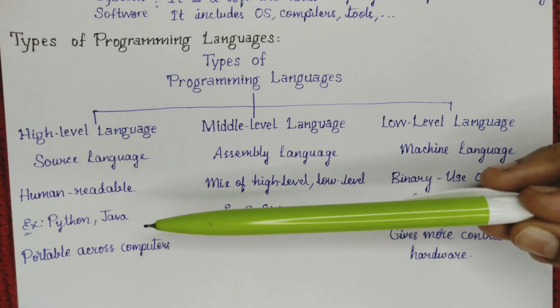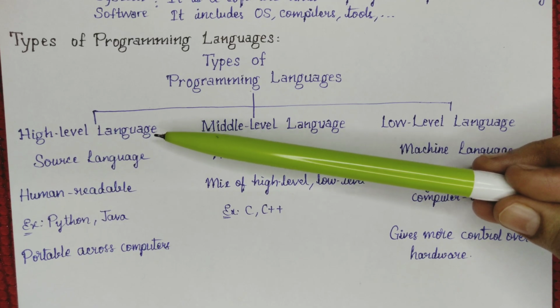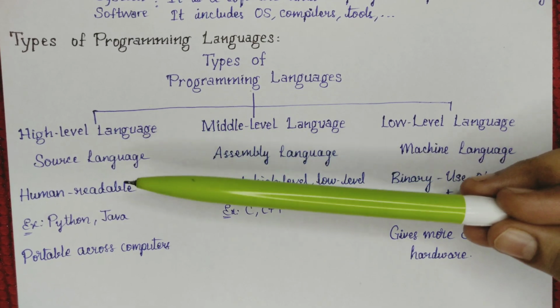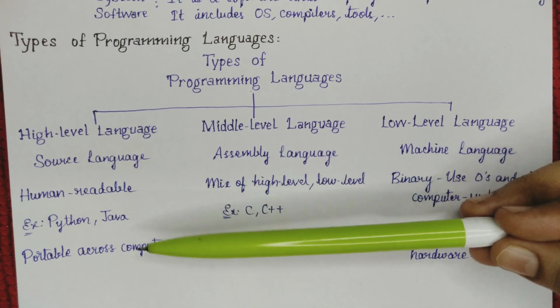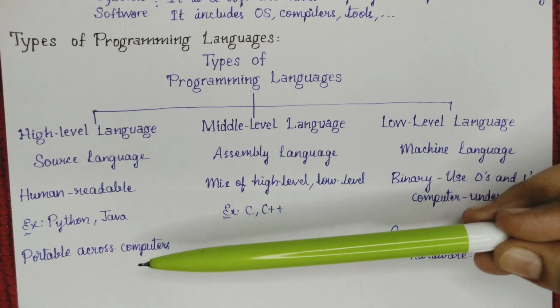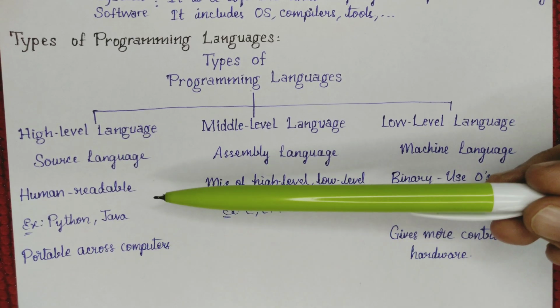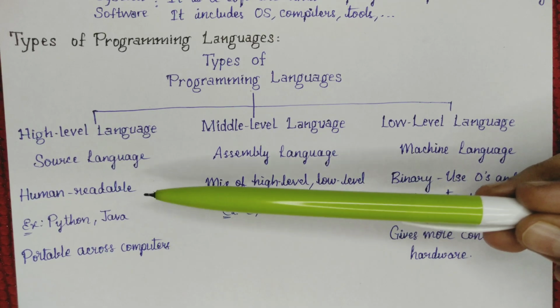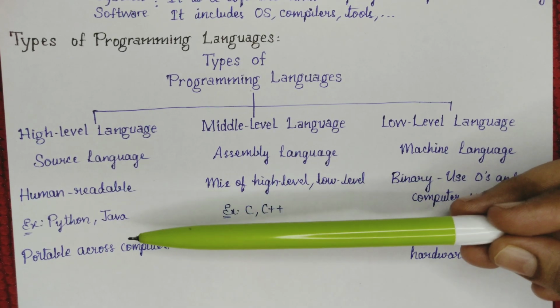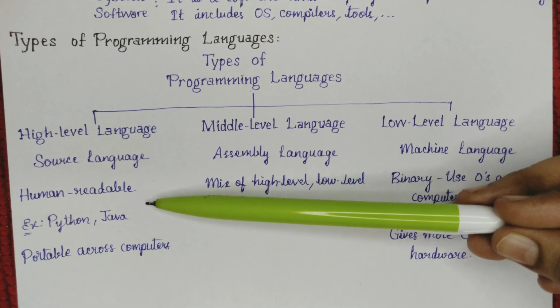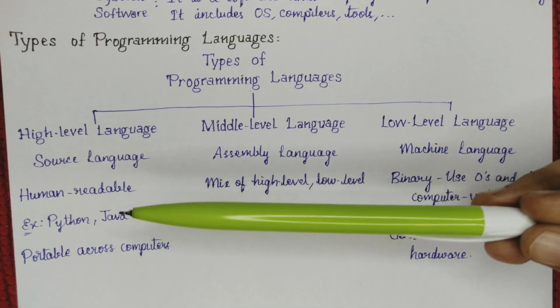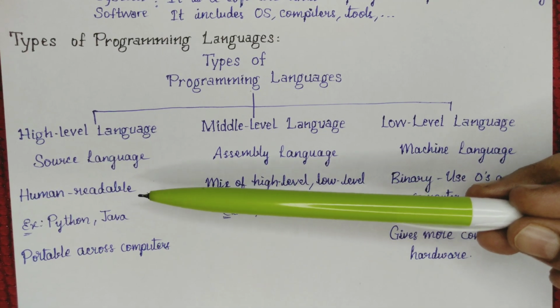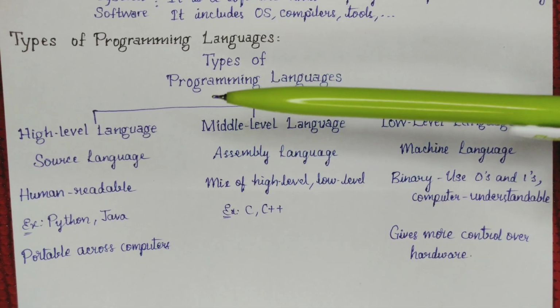So let's discuss high level programming languages. These high level programming languages are human readable languages. They are portable across computers and contain alphabets, digits and symbols. They need both a compiler and an interpreter to run. Some examples of high level languages include Python, C, C++, Java, JavaScript and many more. We can develop application software using this high-level programming language.